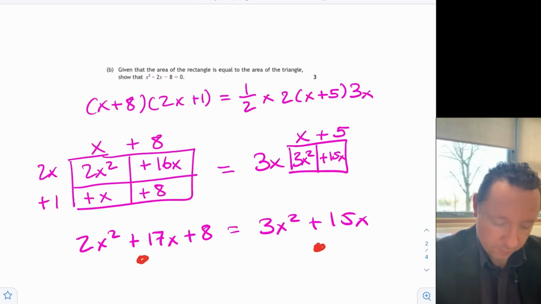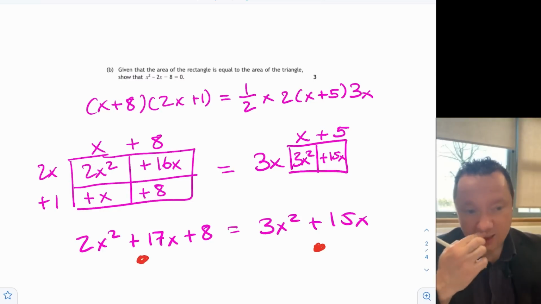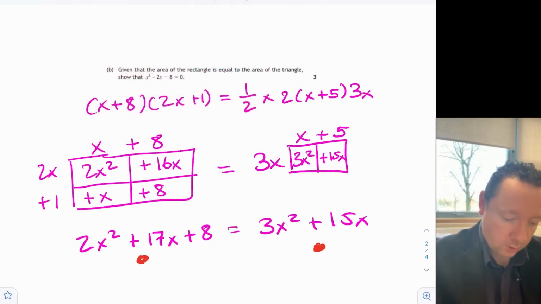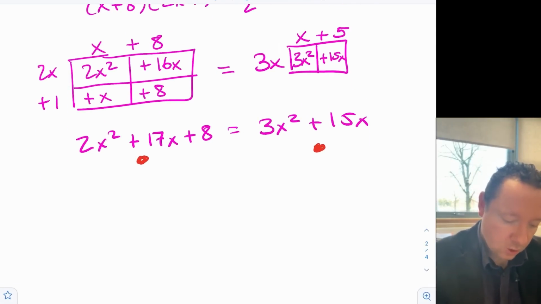And then a mark for making them equal to each other and then somehow getting it down to the expression that they want. Now, the expression they want is equal to 0, so I need to move everything over to the same side. So I've got 2x squared, so if I look at the right-hand side, I've got 3x squared plus 15x. I'm going to make this 0.